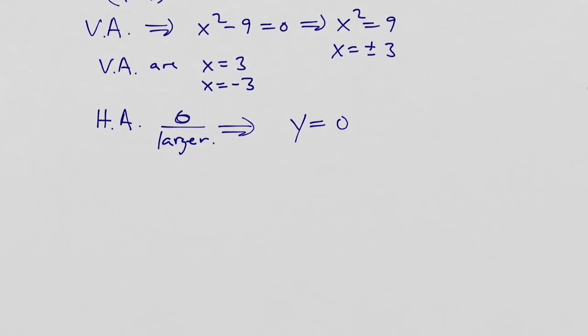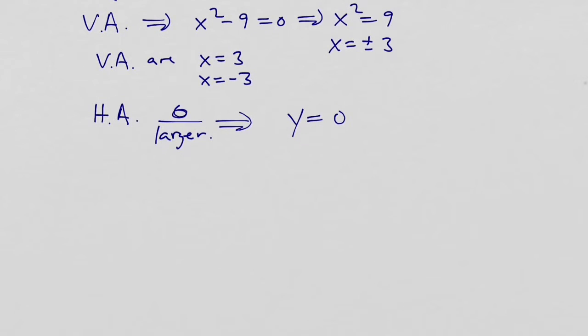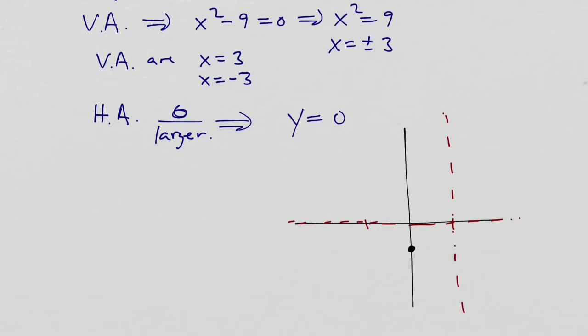So let's sketch what we have so far and then plot a few additional points to see what the graph overall looks like. Our y-intercept was down here at negative 5/3, and we have a horizontal asymptote at y equals 0, and vertical asymptotes at positive 3 and negative 3.